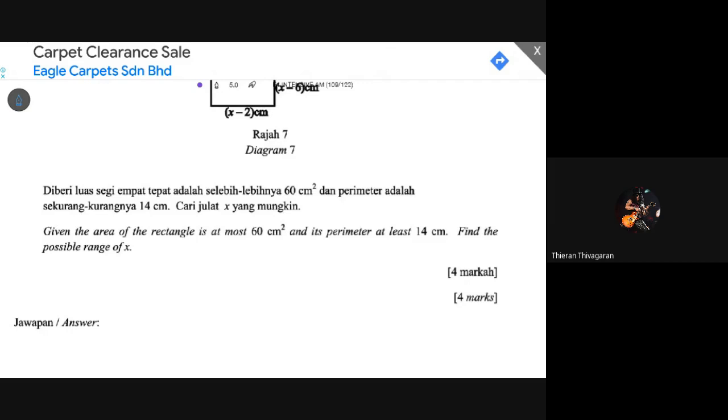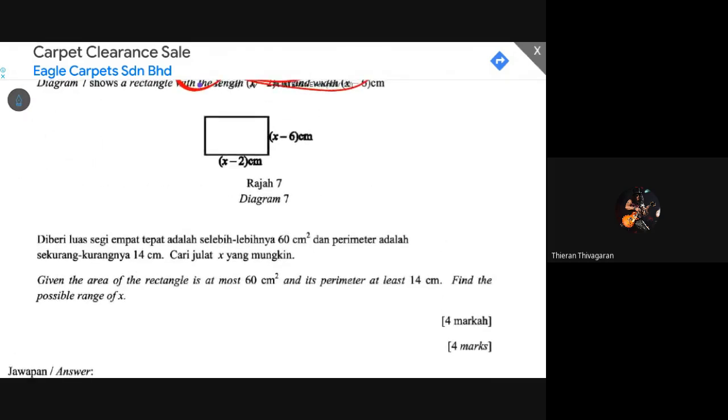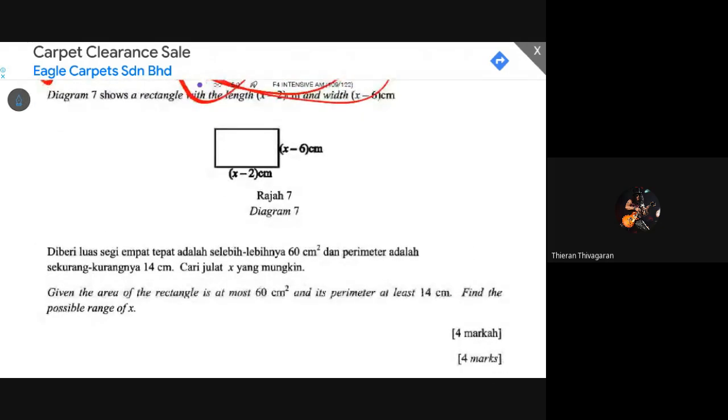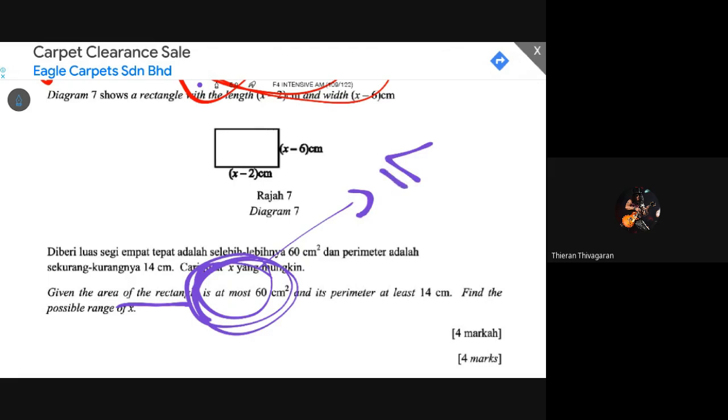Okay, so this question, if you guys see, so you see they give you a rectangle with the length and width over here. So they say the area of rectangle is at most. At most guys, apa simbol ketaksamaan dia kita guna? What is the inequality sign to show at most? Can you all type out? Yang ni kamu kena betul dulu. Yes, very good. Less than or equal to. Lebih kurang atau sama dengan.